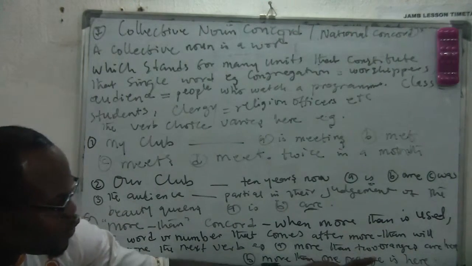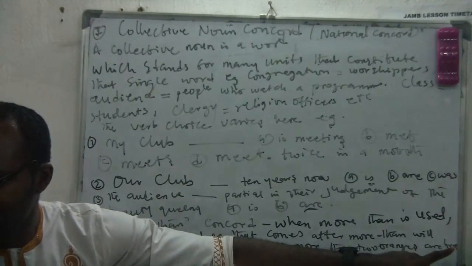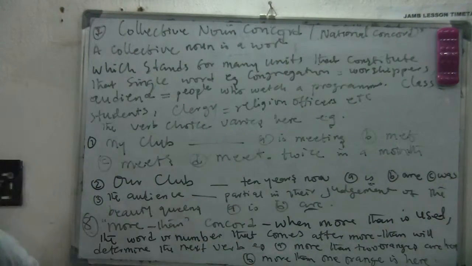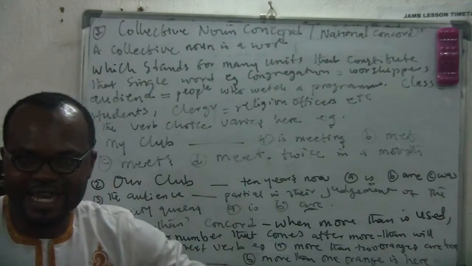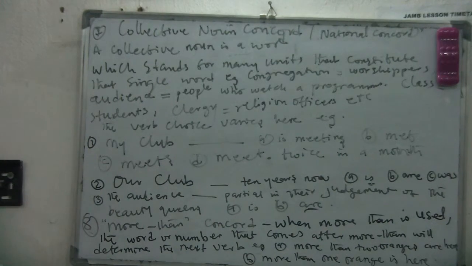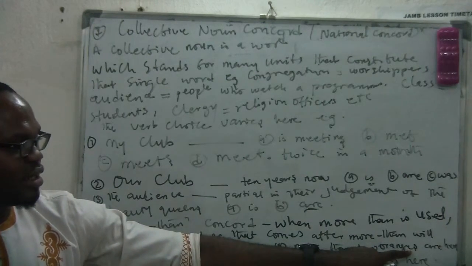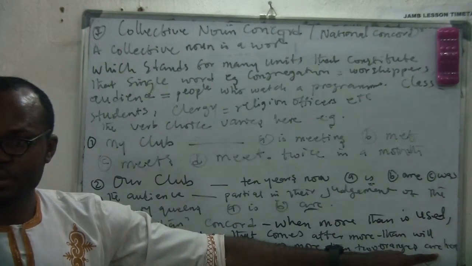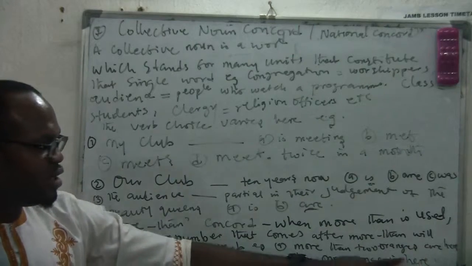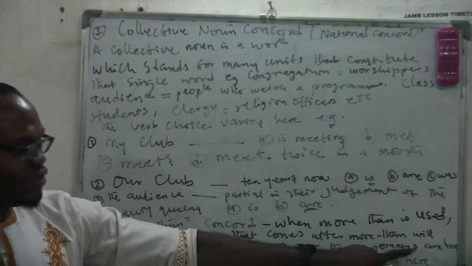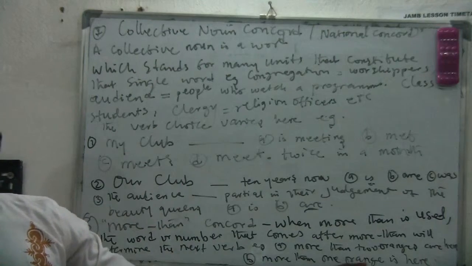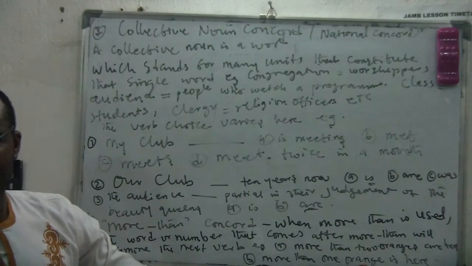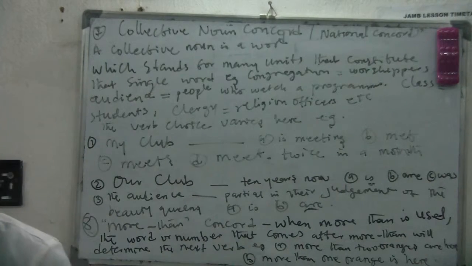Now we say more than 2 oranges are here. Can you see that? It's the same thing. But now when you say more than 1 orange is here, do you understand it? It's very clear. More than 2 oranges. Oranges is plural. The verb that should come with it should be plural. Plural goes with plural, is it not? Orange is a singular noun, and it should go with a singular verb, is. Is that clear? Yes. Good.